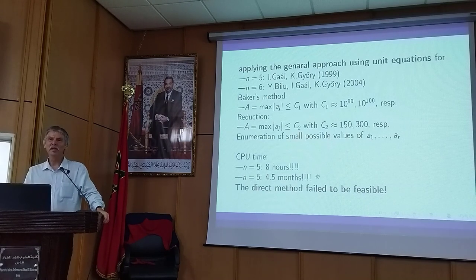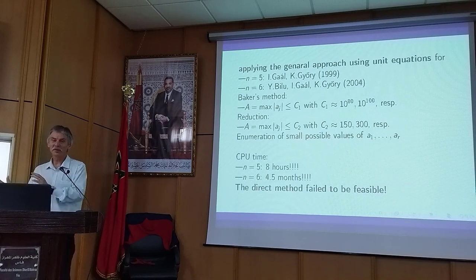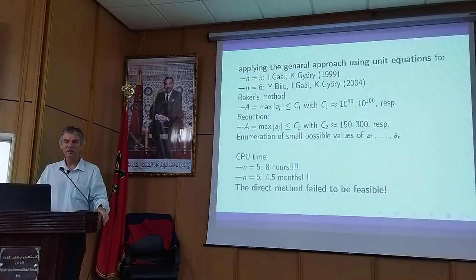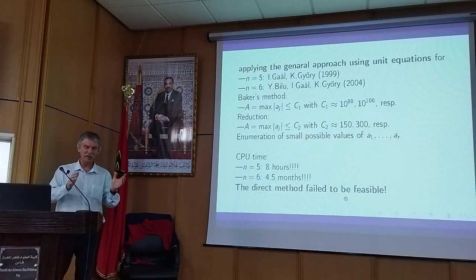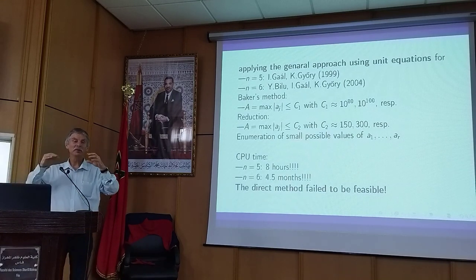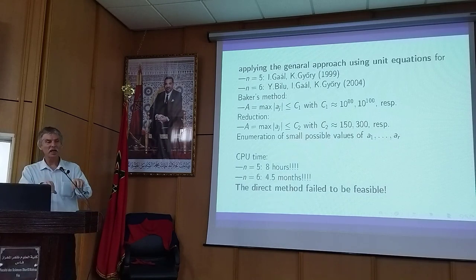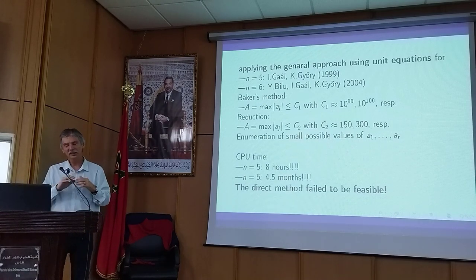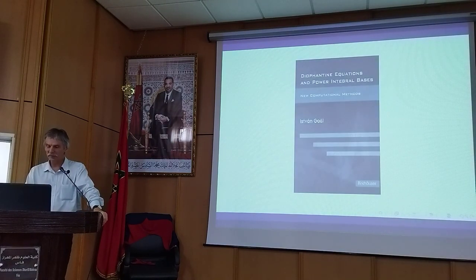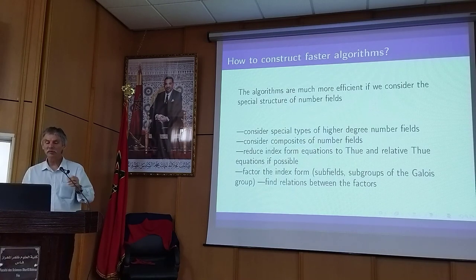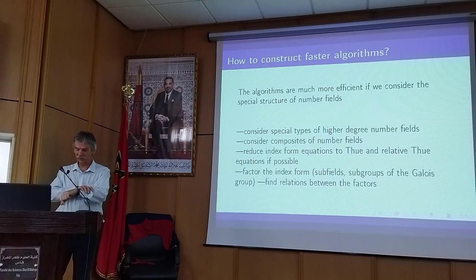So this is the case when we have to turn to something else, we have to find more efficient methods and so on. So it has turned out that this direct application of reducing the index form equation to this type of unit equations does not work. So how to overcome this difficulty? That was the time when the first edition of my book appeared. So how to construct much faster algorithms?